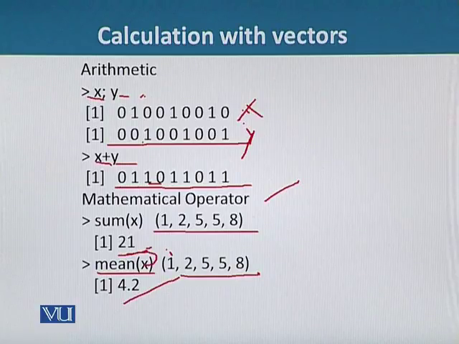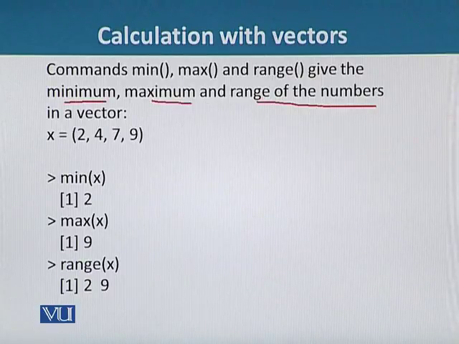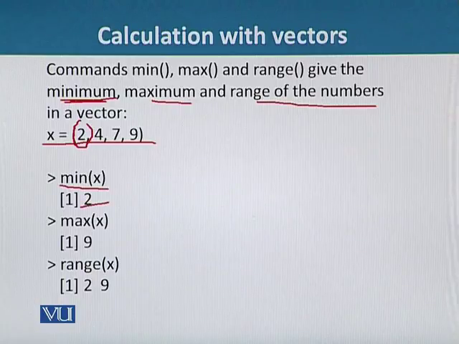So we will get 4.2. Commands like min(), max() and range() give the minimum, maximum and range of the numbers in a vector. For example, if we have an x vector having the numbers 2, 4, 7, 9, and we want to calculate the minimum, the command will be min, and then we write the vector x in the parentheses. The minimum value is 2, so we will get the answer 2.